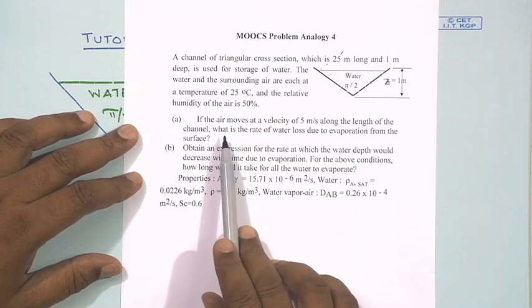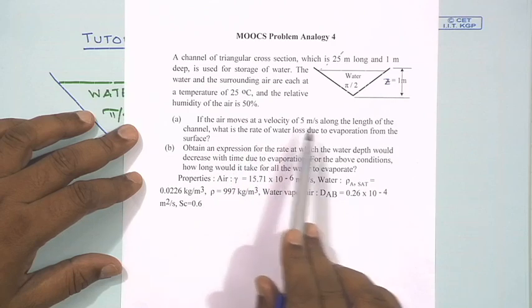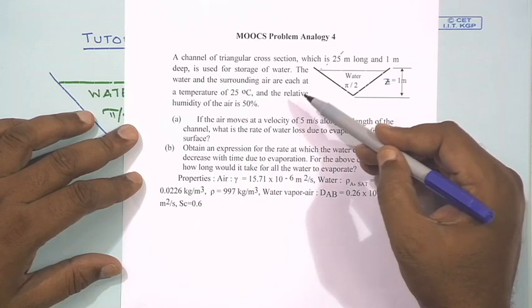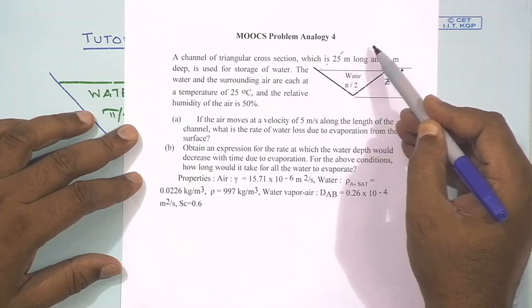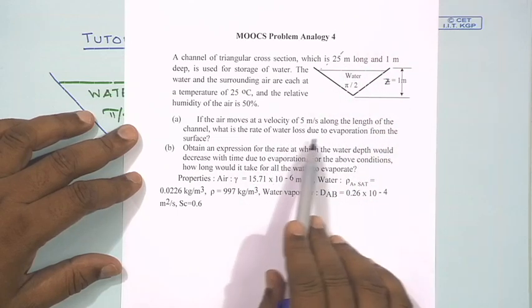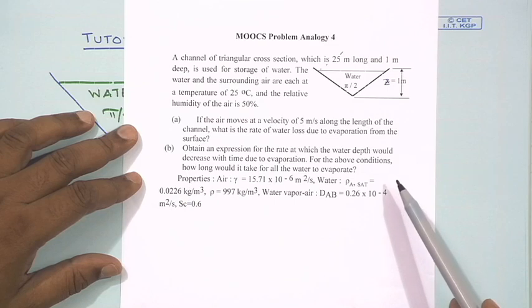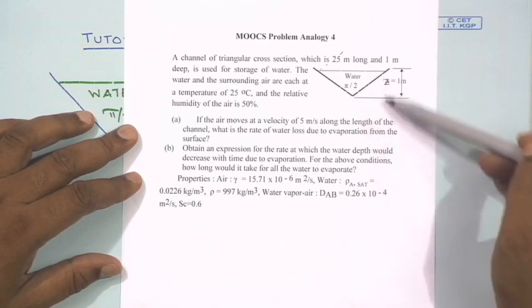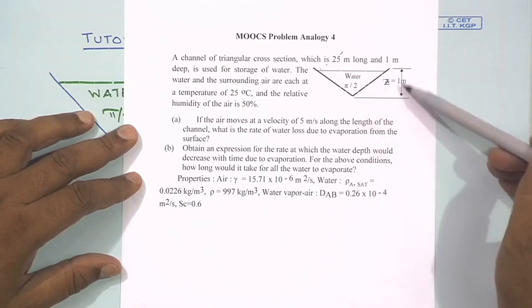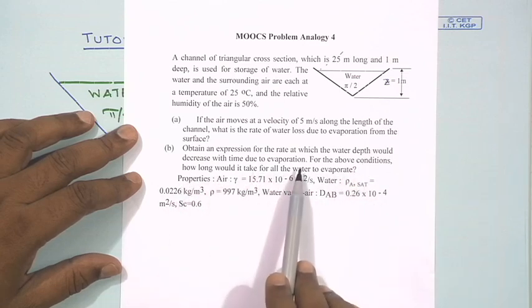The first part of the question is, if the air moves at a velocity of 5 meter per second along the length of the channel, that means on top of the water surface, what is the rate of water loss due to evaporation from the surface? And the second part is, obtain an expression for the rate at which the water depth, which initially was equal to 1 meter, would decrease with time due to evaporation.